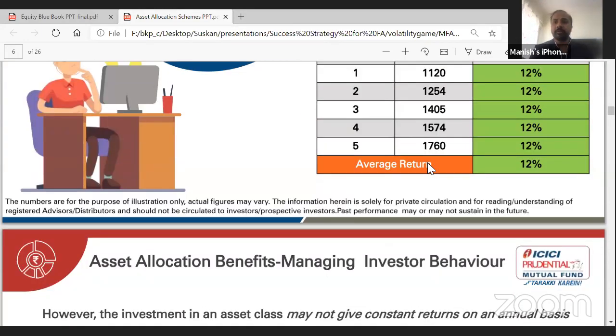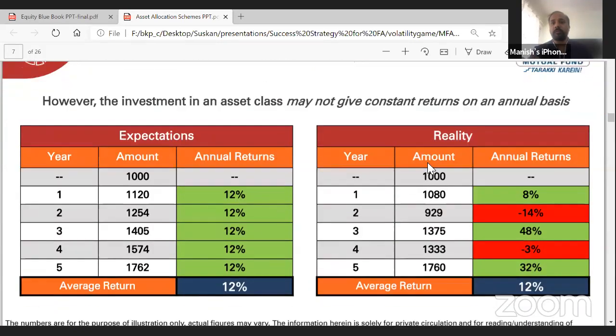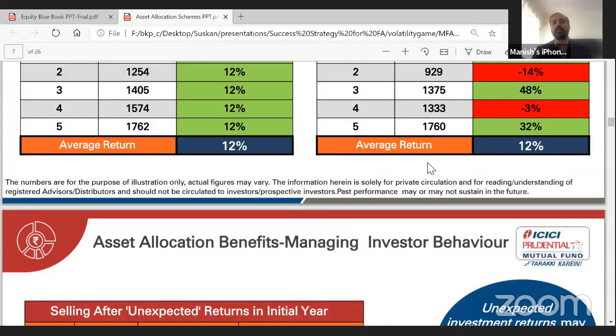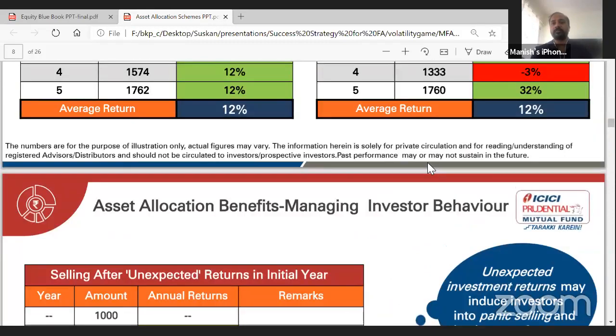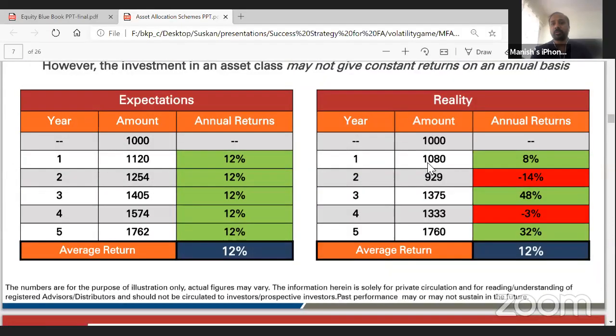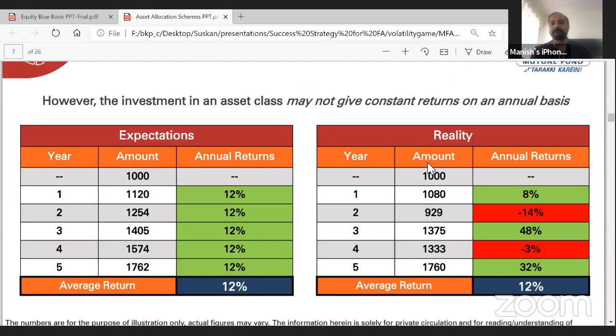If we can go to slide number 7. Yes, just wanted to give a background on asset allocation schemes, and then we can go ahead. Yeah, this is important. Connect the slide number 7, the above one. Right, right. Thanks, Karan.